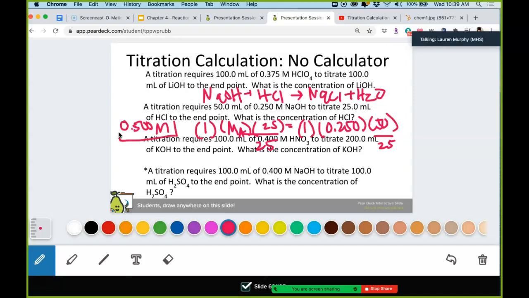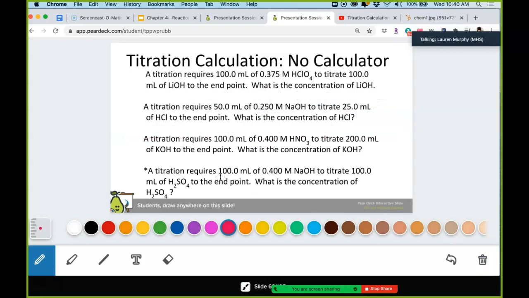Now, let's look at this conceptually. You have 0.25 molar base, and you needed 50 milliliters of it to neutralize only 25 milliliters of acid. So if you needed more base than you did of acid, and they're reacting in a 1-to-1 ratio, it has to mean that the acid was more concentrated. Well, they're more concentrated in direct proportion. If I needed double the base than the acid, then the concentration of the acid must have been double that of the base, and it is. 0.5 is double that of 0.25. So conceptually, you can also see that.